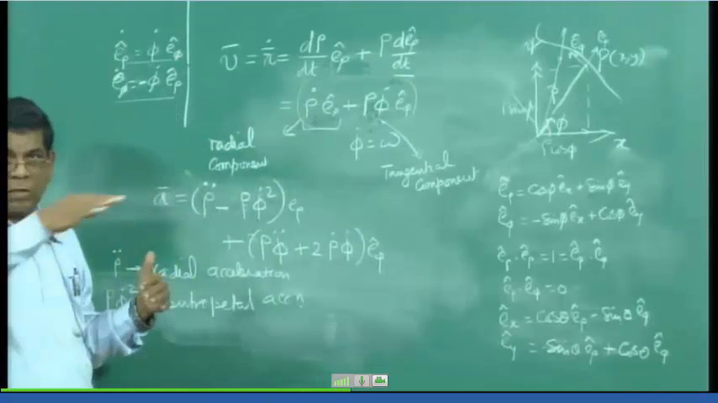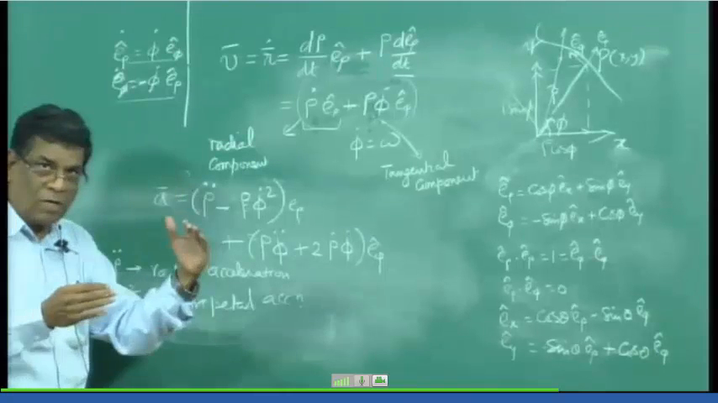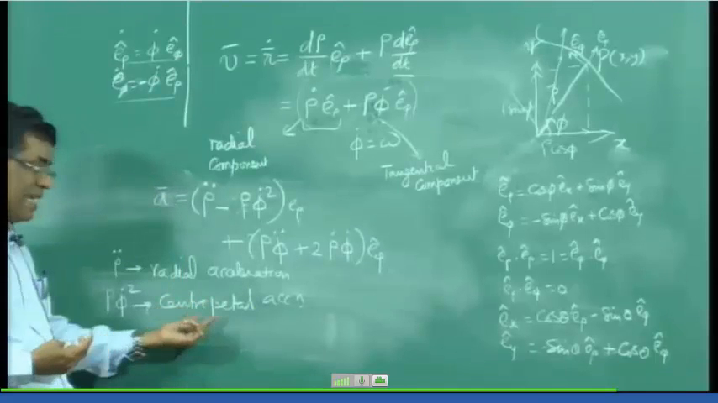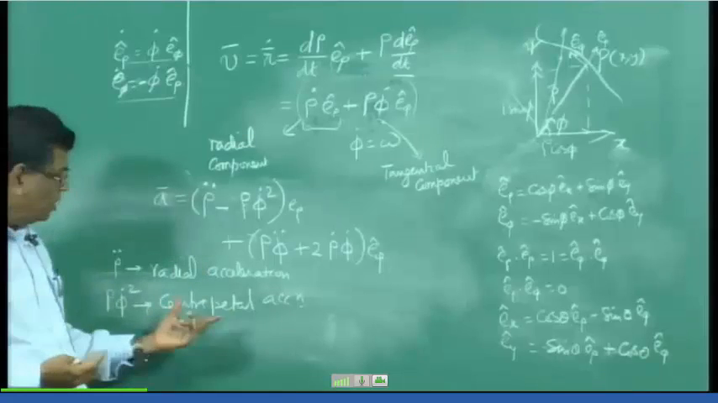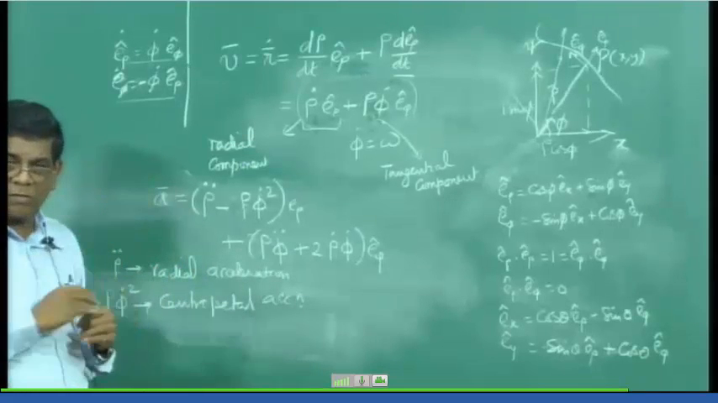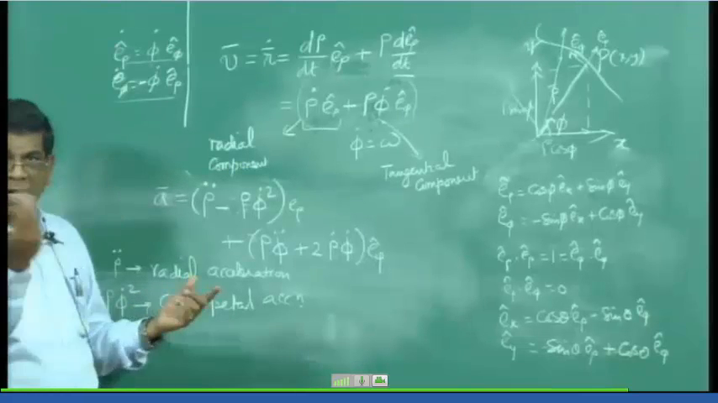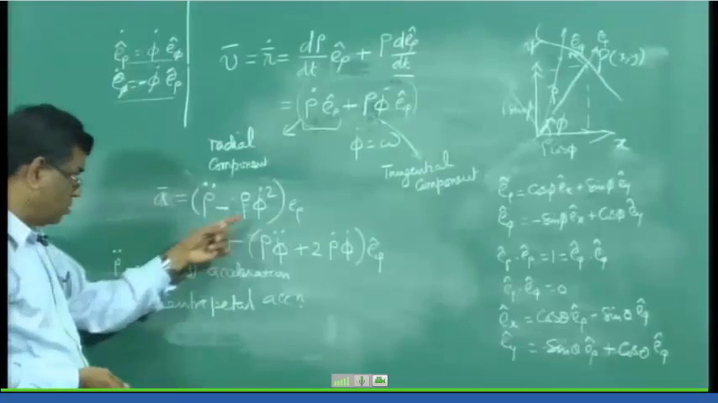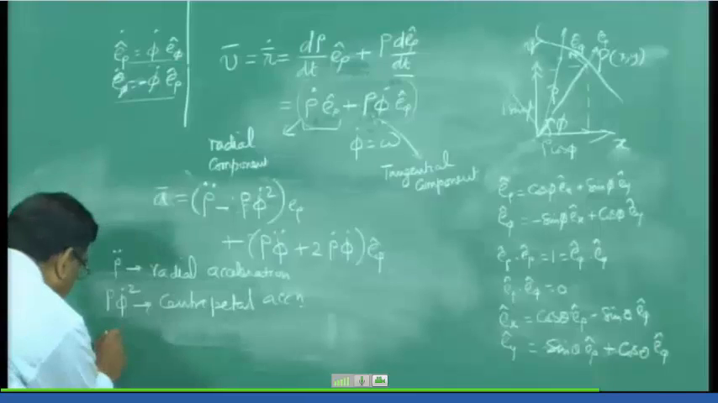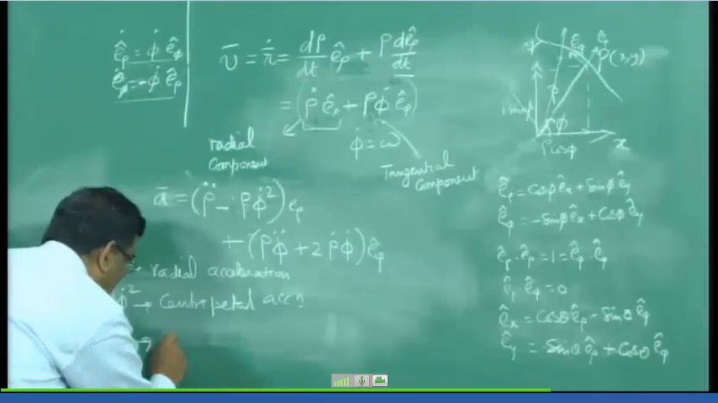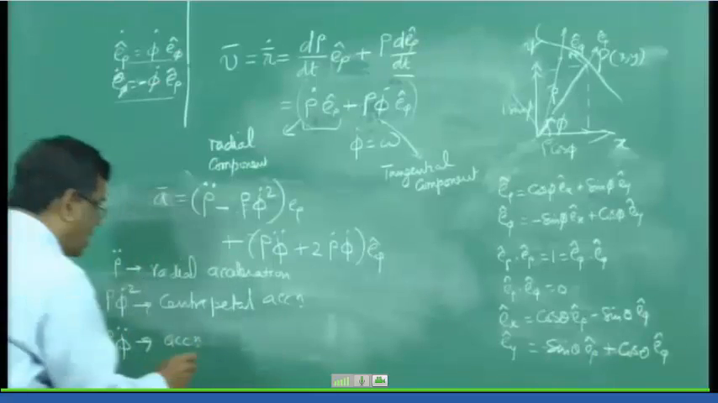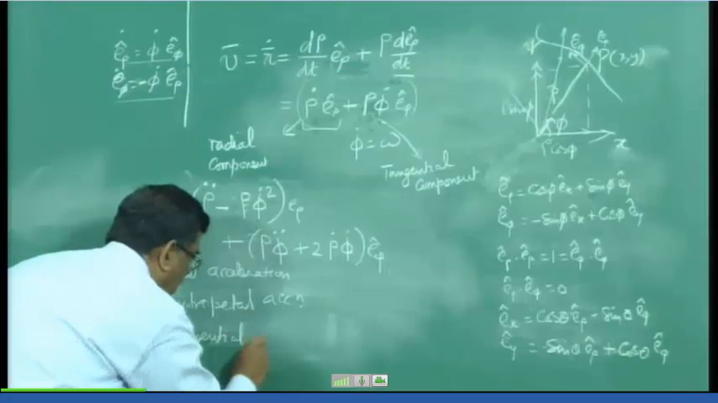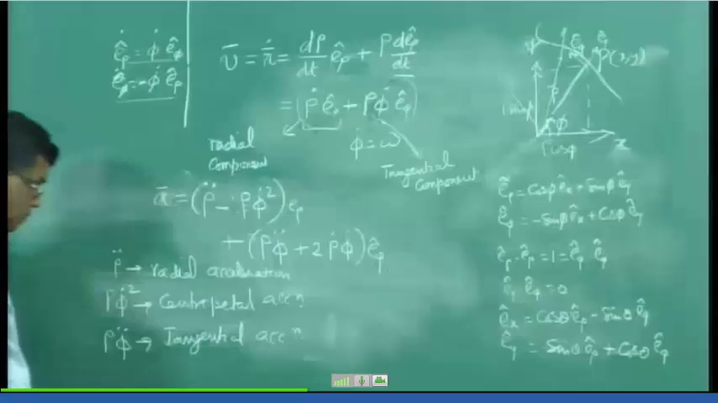For any curved motion, there should be an acceleration towards the center. Centripetal means center seeking. Therefore, this is a must for any curved path. If it is on a circle, we all know it. There is a centripetal force, center seeking acceleration. So that is what it is. What is this? Rho phi double dot is the acceleration along the phi direction, that is tangential acceleration.